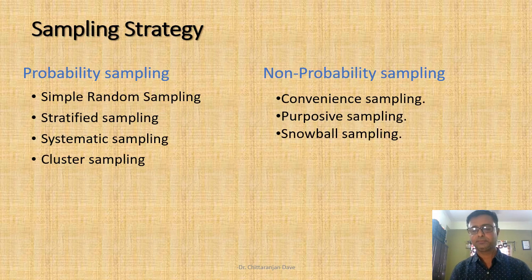It is both type of sampling strategies. We'll talk one by one. First, we'll talk about probability sampling, and then we'll talk about non-probability sampling. So, what do we mean by probability? What are the probability sampling methods?